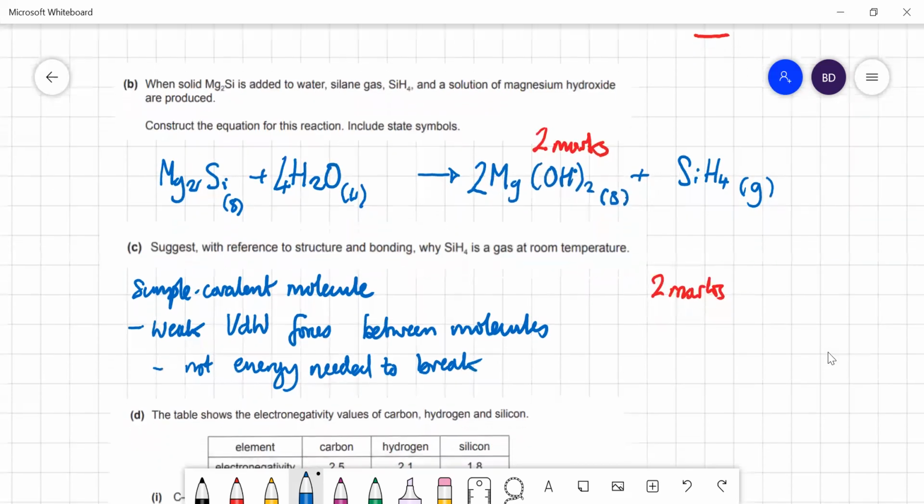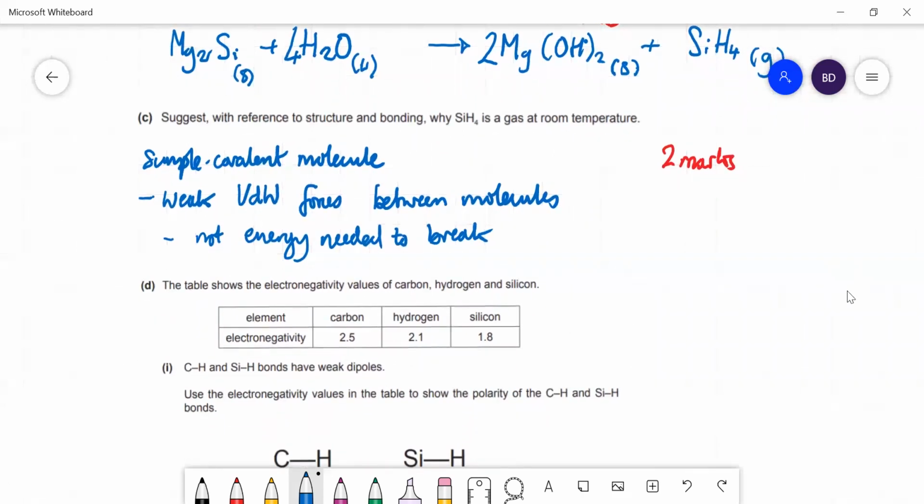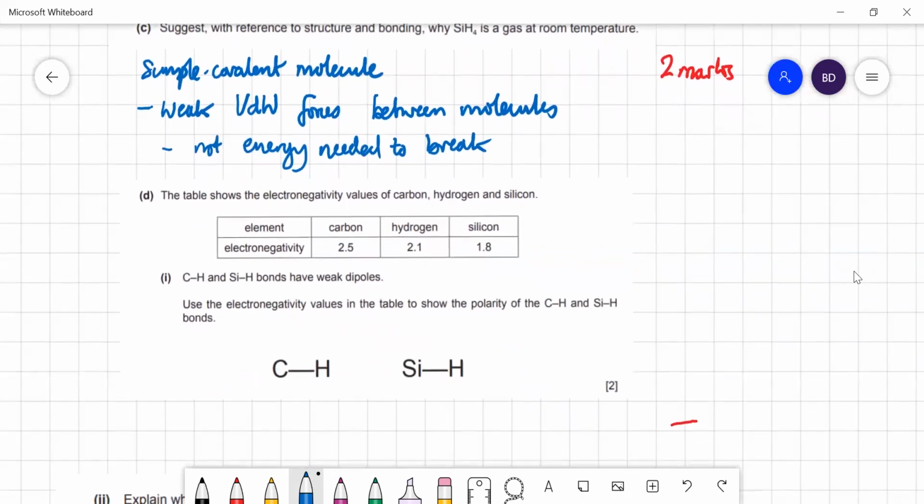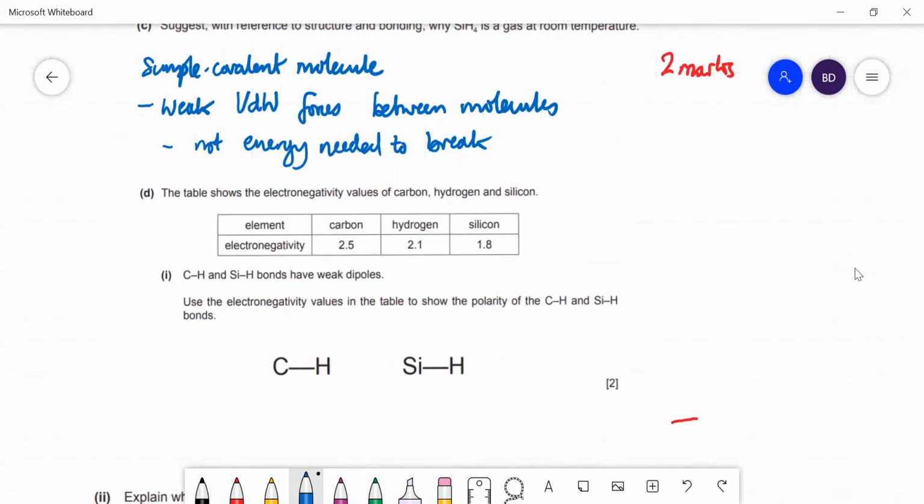The table shows the electronegativity values of carbon, hydrogen, and silicon. In the carbon-hydrogen and silicon-hydrogen bonds, you don't have complete even sharing of electrons because the electronegativities are not exactly the same. So we've got to show the polarity there. If you look at the carbon, it's slightly more electronegative than hydrogen. That's going to have a small negative charge, delta negative, and that's going to be delta positive. It's going to be the other way around in the silicon-hydrogen bond because silicon is less electronegative than hydrogen. So that is going to have a small positive charge, and that's going to have a small partial negative charge.